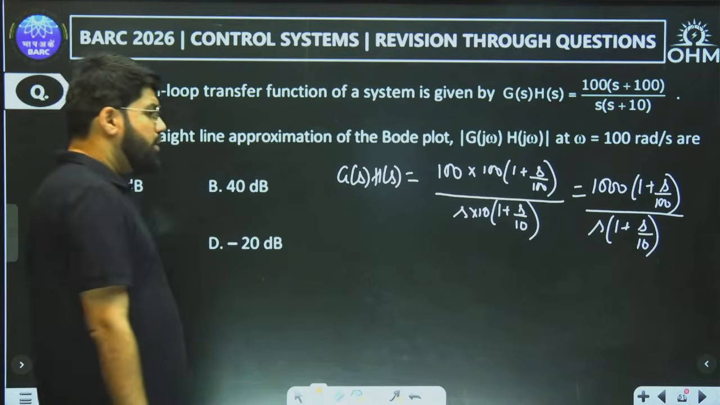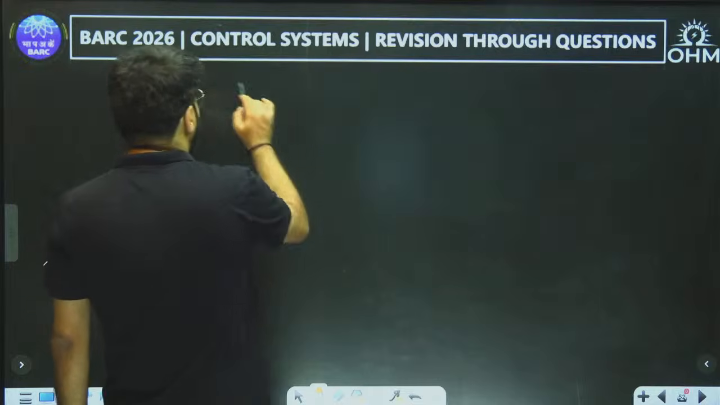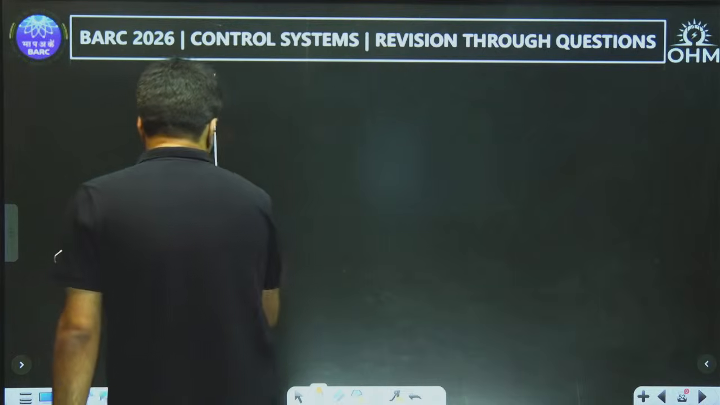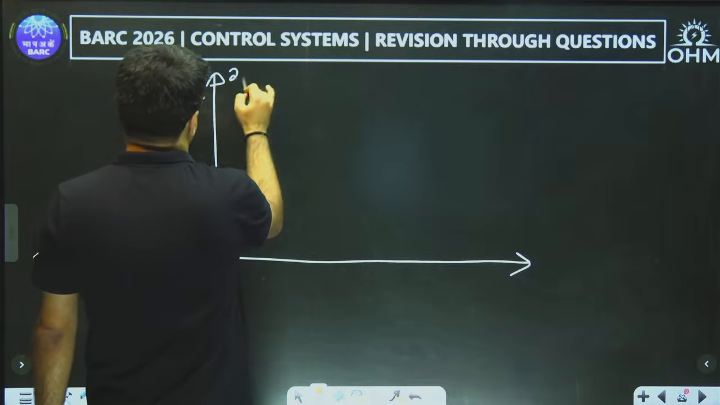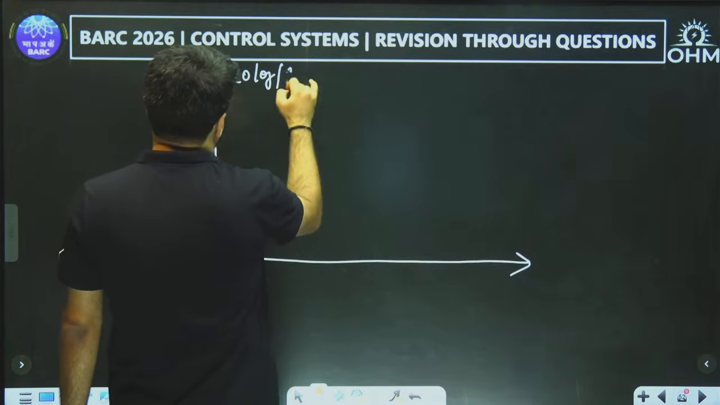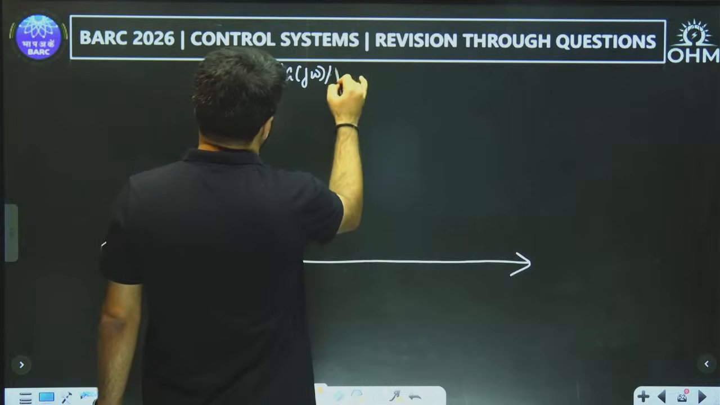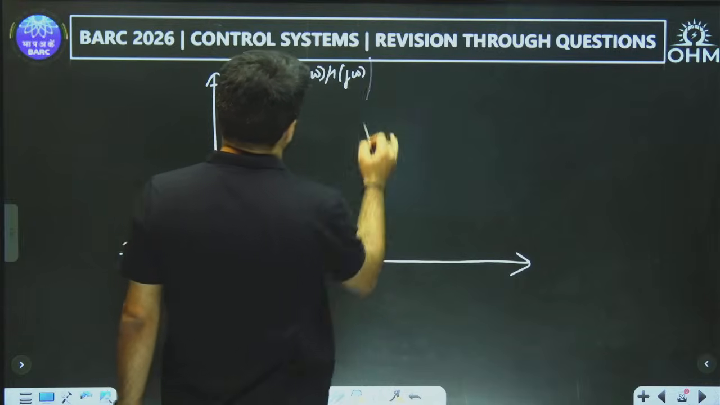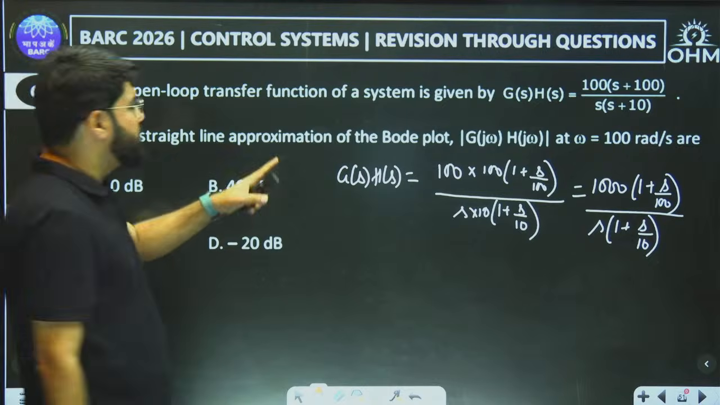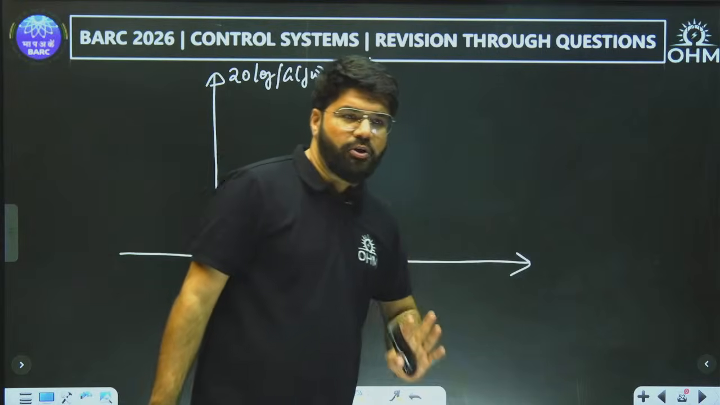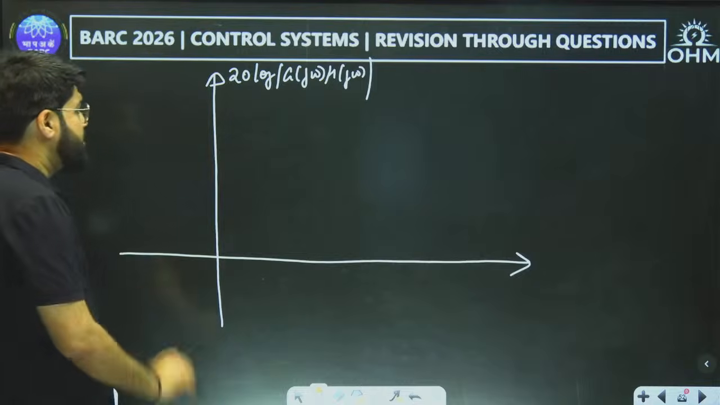Okay, now if I want to draw a quick and rough sketch of the Bode magnitude plot, magnitude means actually 20 log mod G(jω)H(jω), in decibels. This is the correct way to write. They have told mod G(jω)H(jω), but the options are in decibel. That means they are talking about 20 log mod G(jω)H(jω), not the absolute magnitude.